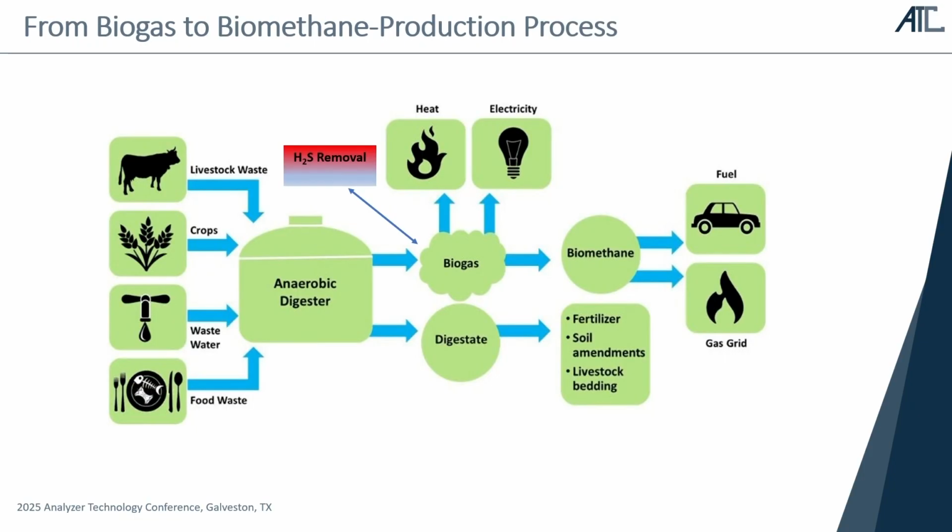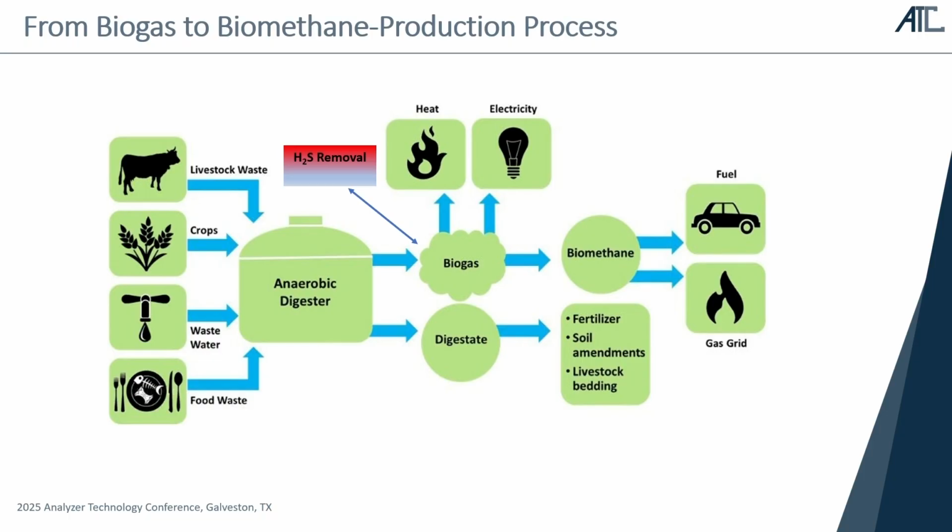So now let's see how we produce biomethane from biogas. This diagram shows a very typical process. We can collect all sorts of organic waste, including agricultural waste, animal waste, wastewater, and all sorts of household or industrial waste, like food waste. We collect all this waste and feed it into a sealed vessel, usually called an anaerobic digester or reactor, where bacteria start working to break down the waste. And then biogas is produced.